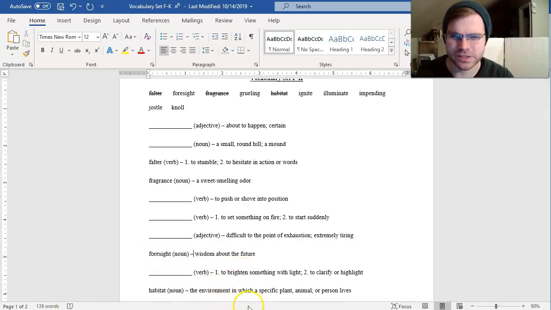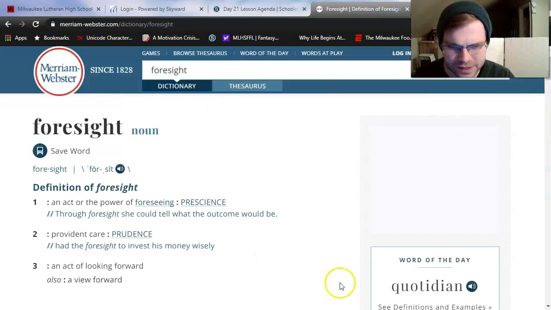If someone has foresight, it simply means that he or she has an idea of what's going to happen in the future and makes wise decisions because of that. We'll look at sentences in a moment. Grueling is next.